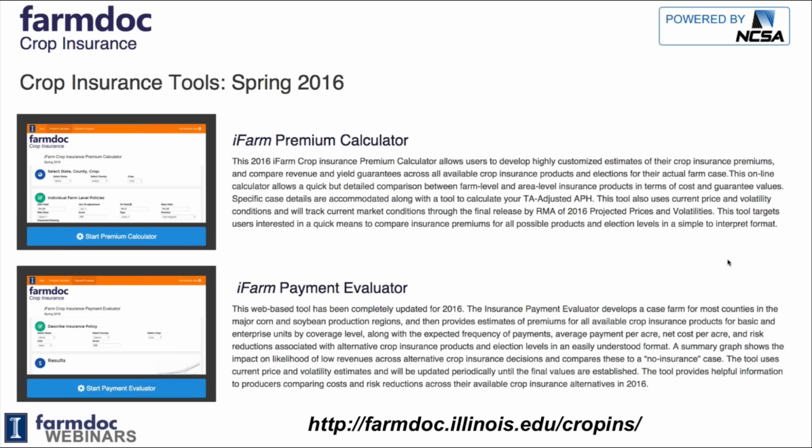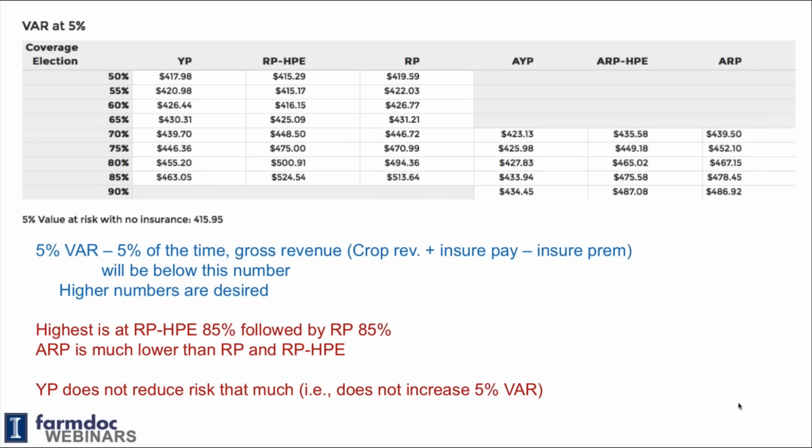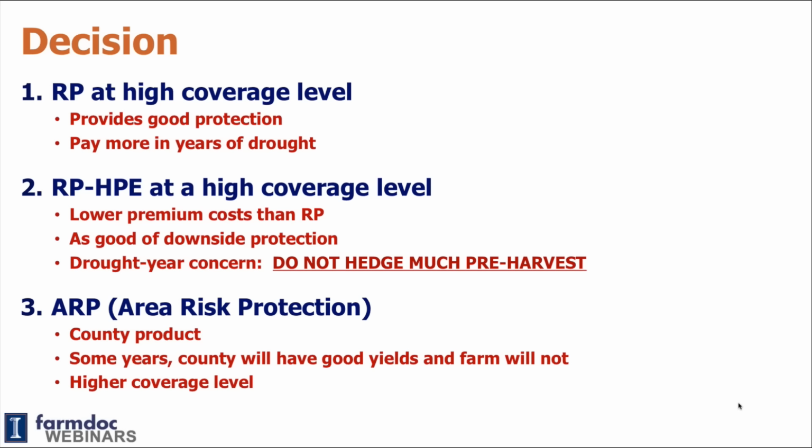They drive a lot of our decisions, our suggestions as far as where we are crop insurance wise. Here, these two slides show exactly the same thing as we did before. And again, a lot of this decision, here's what I think it comes down to: RP at a high coverage level, RP HPE at a high coverage level. If I were looking at lowering premium cost, I would think about RP HPE here before probably even the whole farm policy, and ARP.